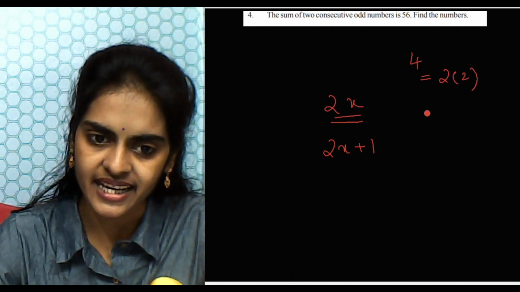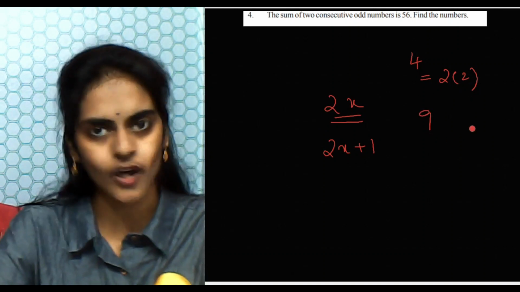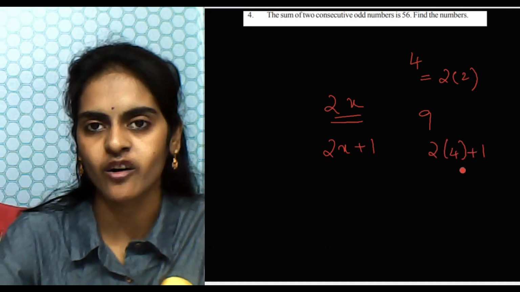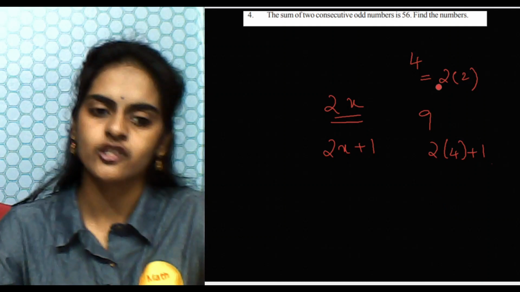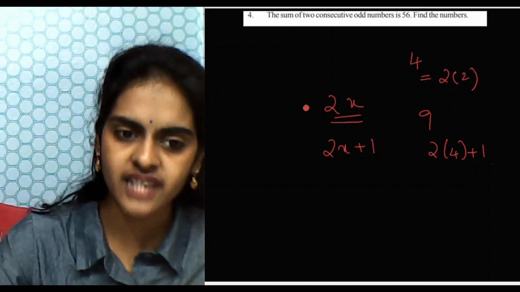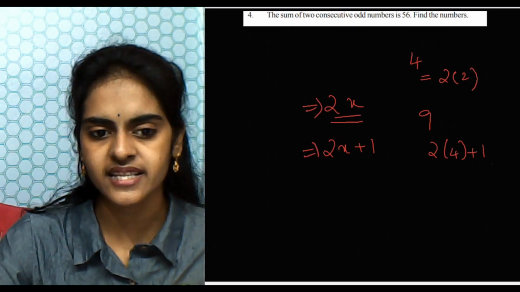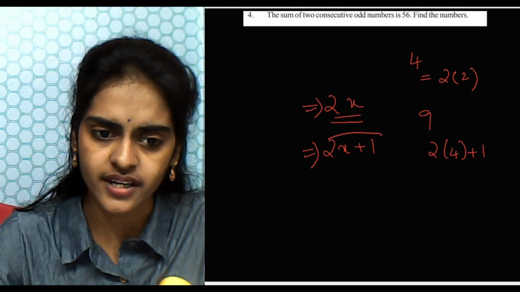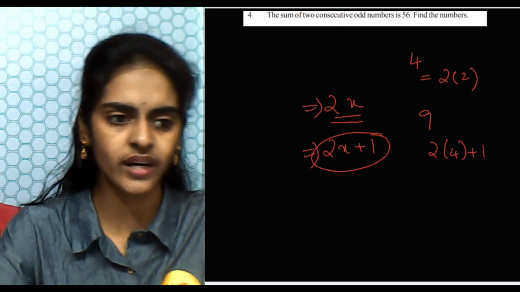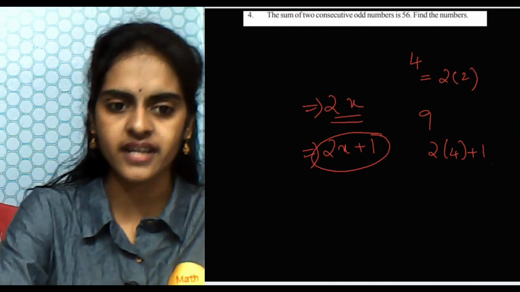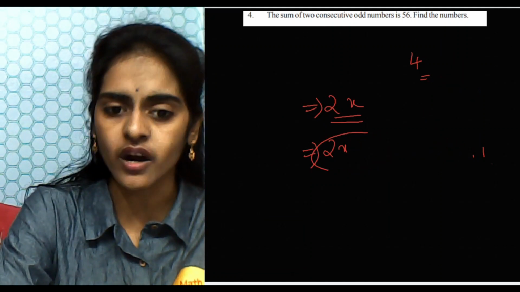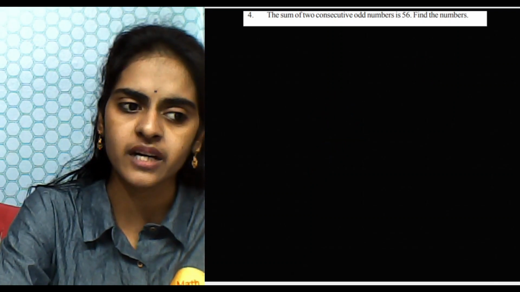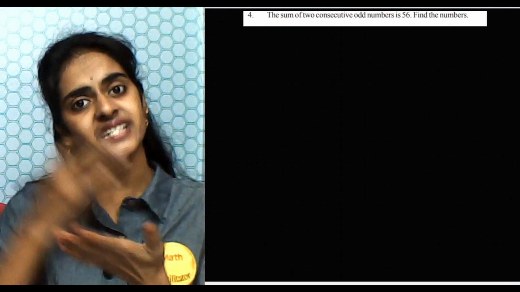Suppose I take a number, say 9. 9 is an odd number, so 9 I can write as 2 into 4 plus 1, that is 8 plus 1, isn't it? So always even numbers are of this form, odd numbers are of this form. Clear? So let us take the odd number as 2x plus 1. We want consecutive odd numbers, so if one number is 2x plus 1, what is the other number? The other number will be 2x plus 3.